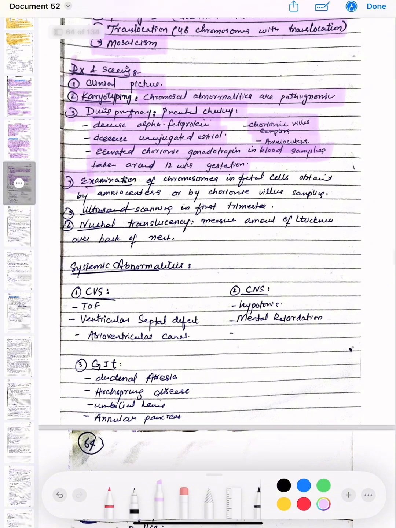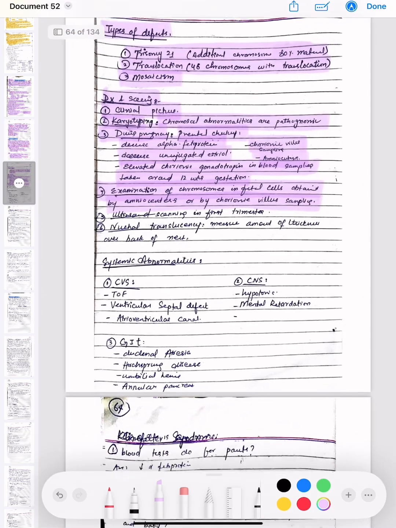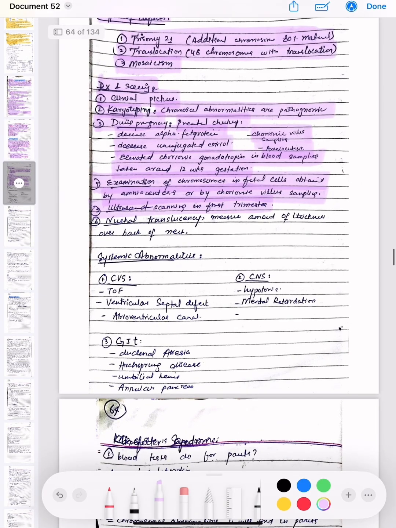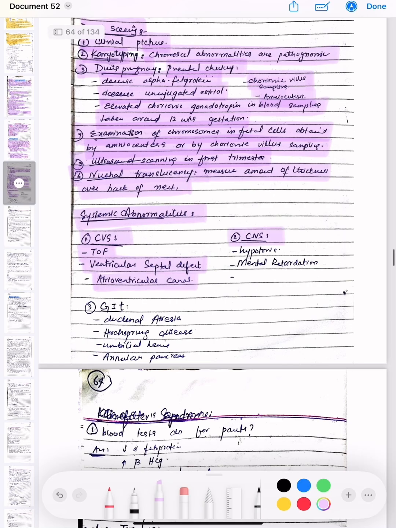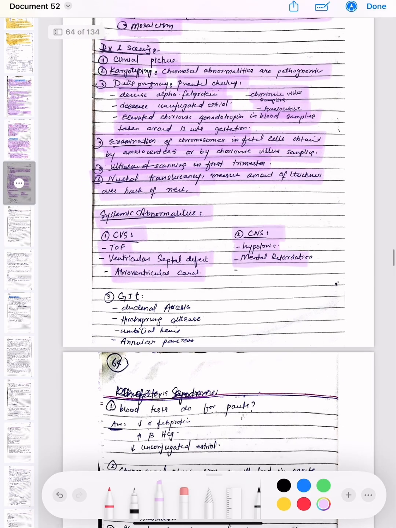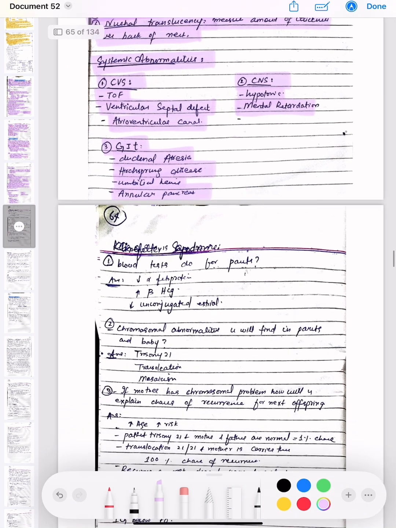Then examination of the chromosomes in fetal cells obtained by amniocentesis or chorionic villus sampling is done. Then ultrasound scanning is done in the first trimester. Nuchal translucency is measured, the amount of thickness over the back of the neck. Then systemic abnormalities are checked. In the CVS, TOF, ventricular septal defect, and atrioventricular canal defect may be present. In the CNS, hypotonia and mental retardation may be present. In the GIT, duodenal atresia, Hirschsprung disease, umbilical hernia, and annular pancreas are present.